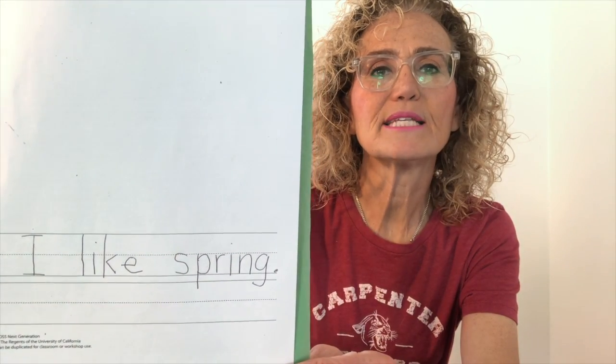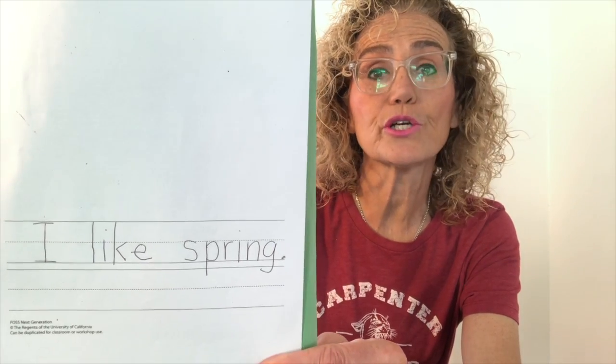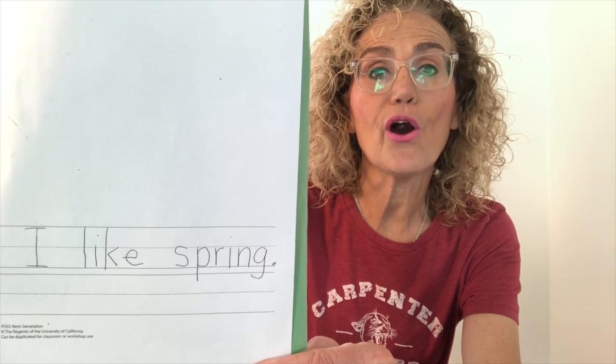So what I want you to do is decide, which season did you like best? Did you like winter, spring, summer? We don't see very much of the summer of the apple tree. Or fall? And then I want you to write a sentence. I like spring. But you could also write, I like winter. I like summer. I like fall.